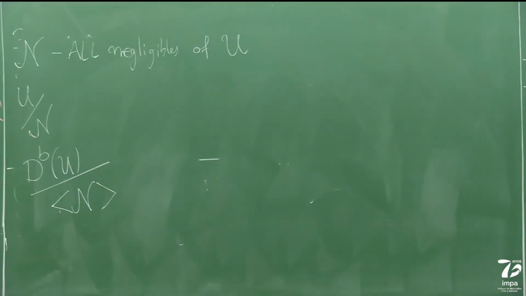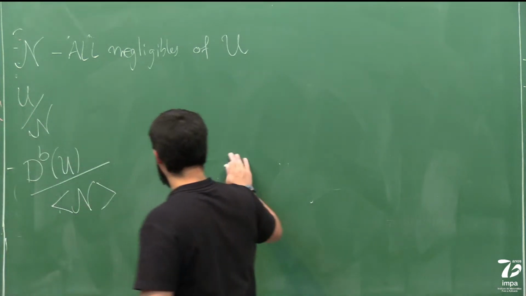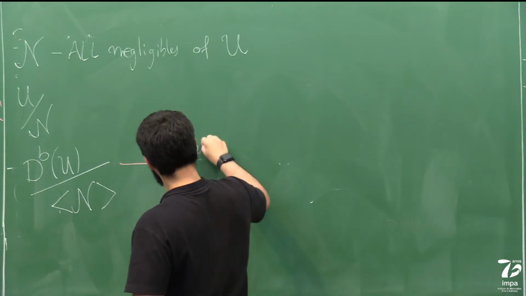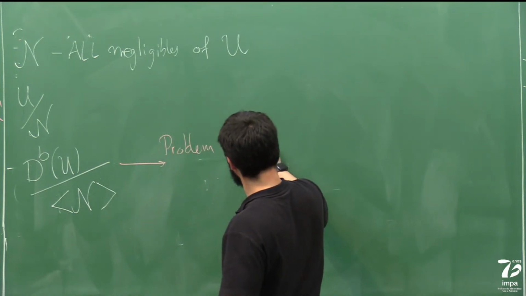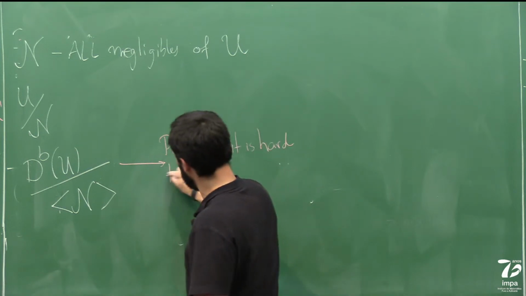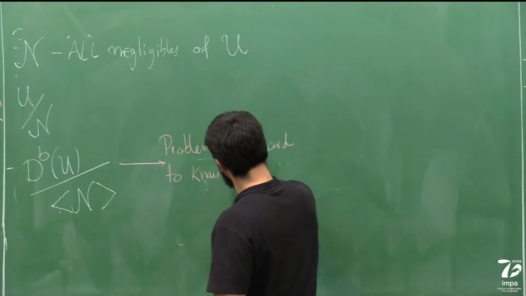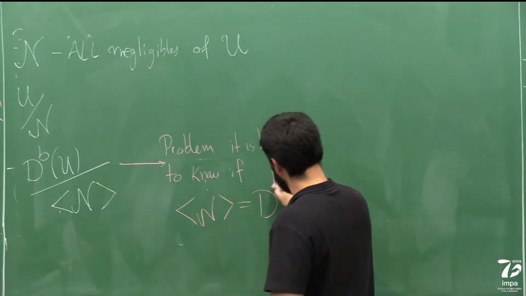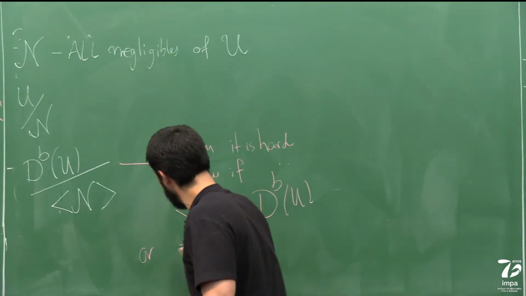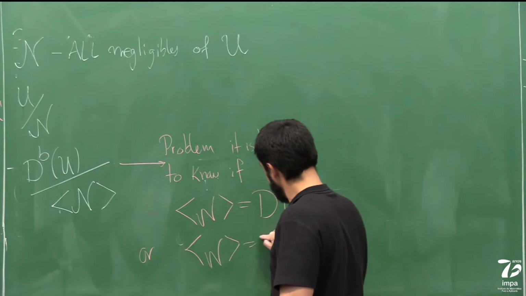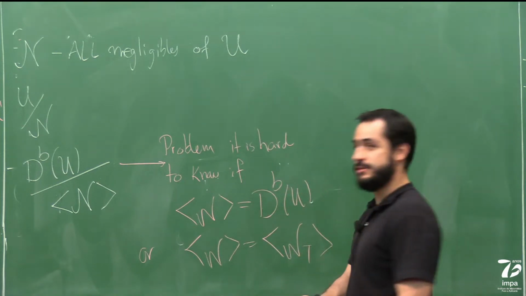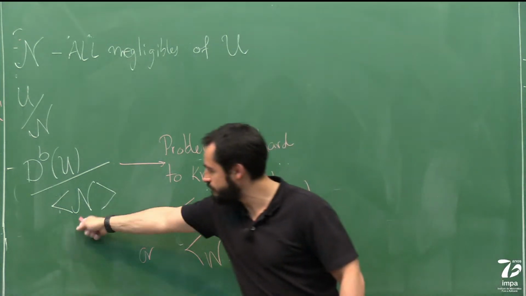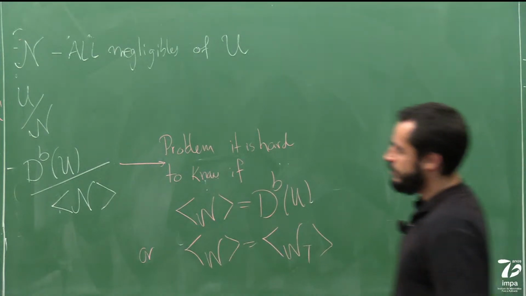Problem, and this is nice to try to think in these terms, the big problem here is that it's hard to know if this ideal of negligible objects is the whole derived category or just coincides with the ideal generated by the negligible tiltings. This is not easy to know. And this is the big problem in this definition, with these two general definitions. But this is something to try to study.